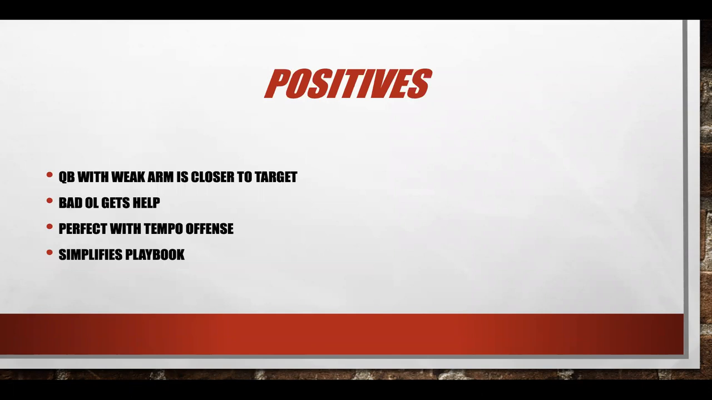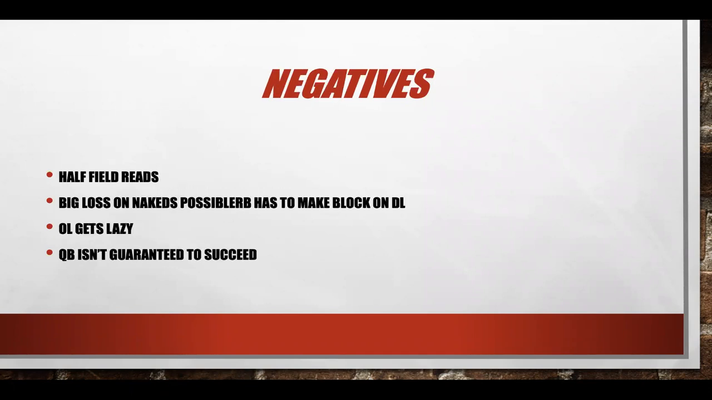What are the positives of moving the pocket? Quarterback with a weak arm is closer to the target. It's a lot easier throw for a quarterback with a weak arm. Bad offensive line gets help. It's perfect with tempo offense because you don't have to count out and identify fronts. All the offensive line either reaches or turns back on the protection. And then it truly simplifies the playbook. You can run 3-man routes, but it's hard to run 4 and 5-man routes. That makes it a lot simpler in building it.